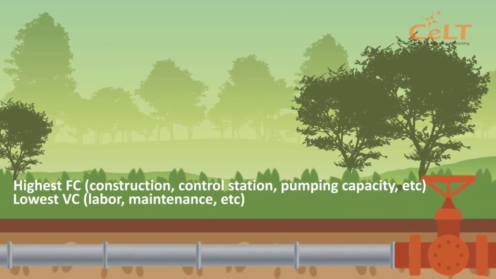Highest fixed costs: construction, control station, and pumping capacity. Lowest variable costs: labor and maintenance.